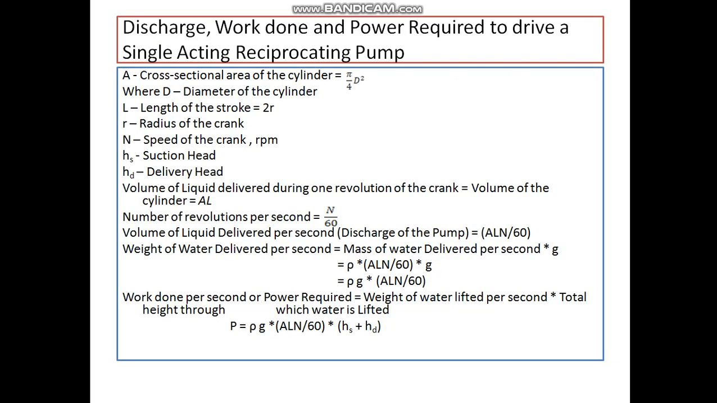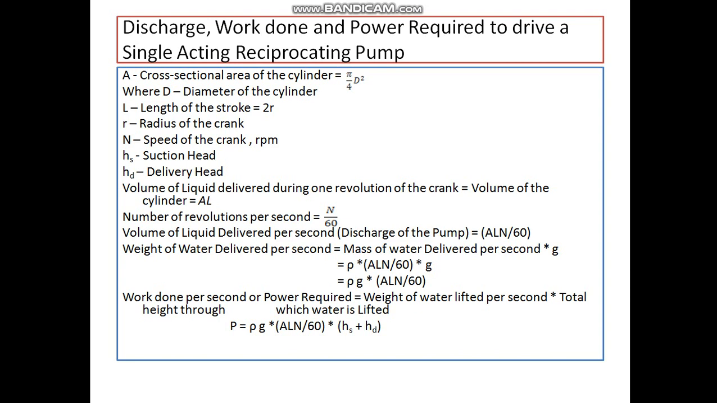And we shall see the equations. Here D is the diameter of the cylinder, L is the length of stroke. Length of stroke will be equal to 2 times the crank radius. N is the speed in RPM, HS is the suction head, HD is the delivery head. So the volume of water delivered during one revolution. One revolution means one suction and one discharge.